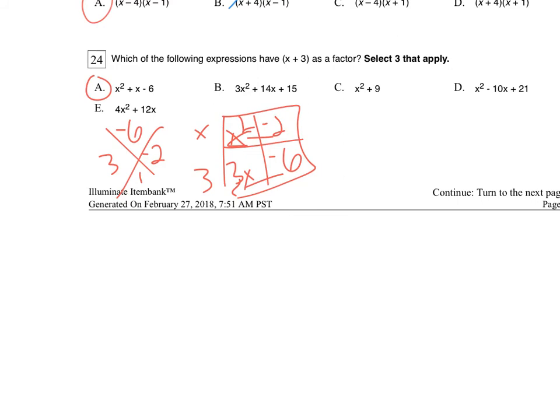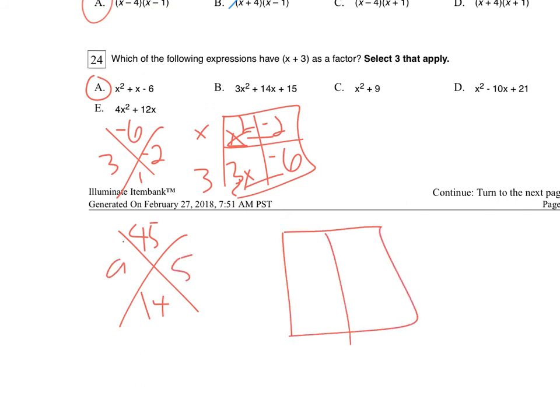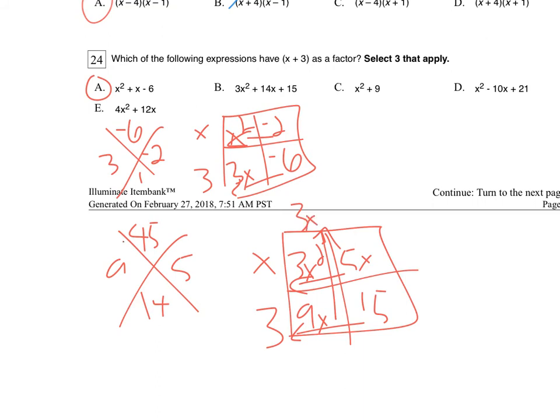B, there is no GCF, so we'll do our x box on that. And I get 45 when I go A times C, 3 times 15, and 14. We get 9 and 5. There, do our box. You get 3x squared and 15, 9x, 5x. Here I can factor out a 3. Here I can factor out an x. This way we get a 3x, and this way we get a 5. So then we get x plus 3. Oh, that's what we want, so that one works.